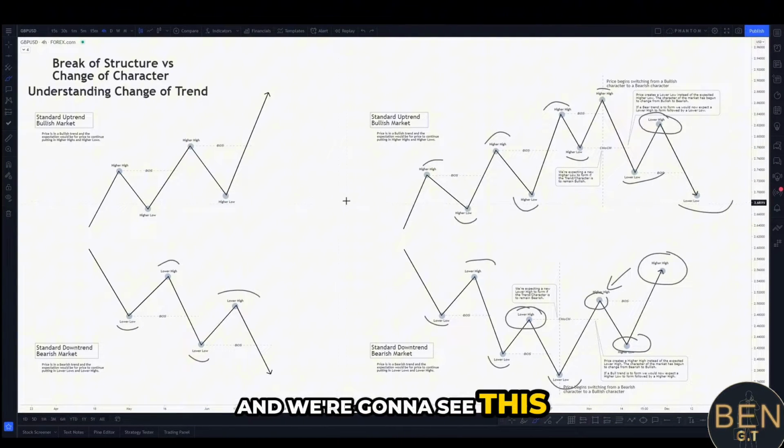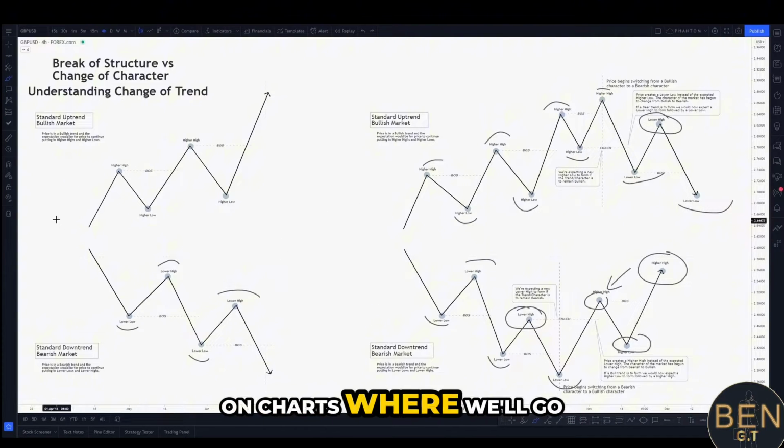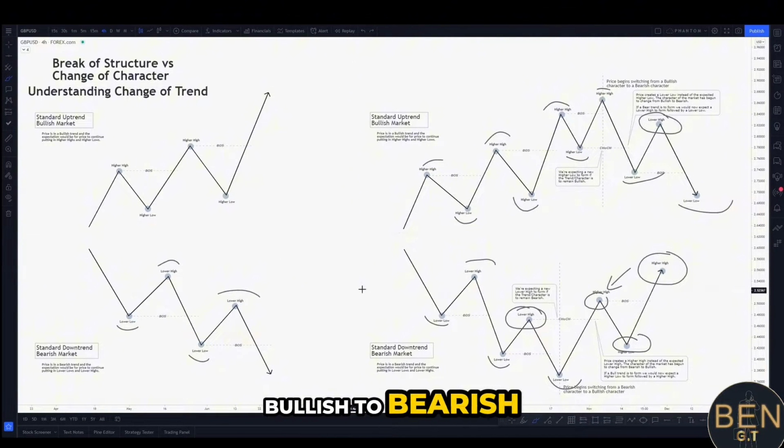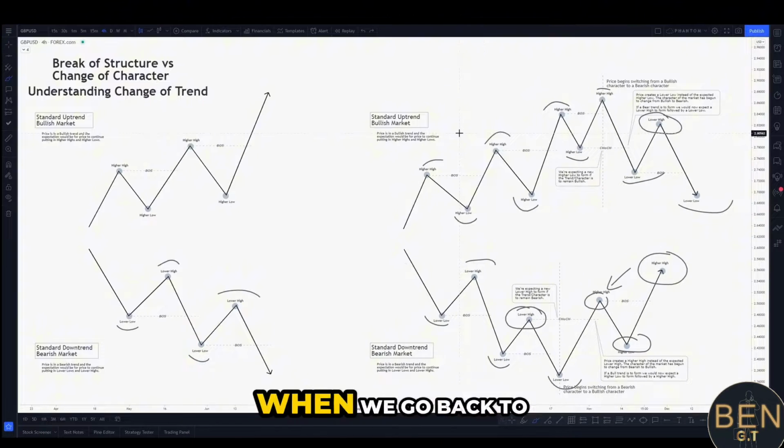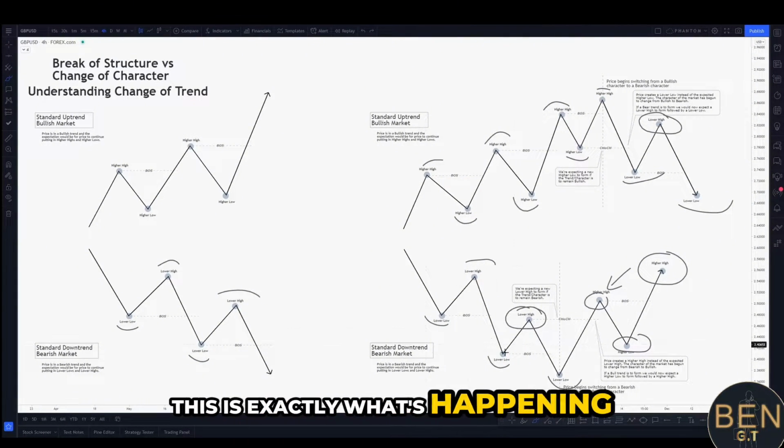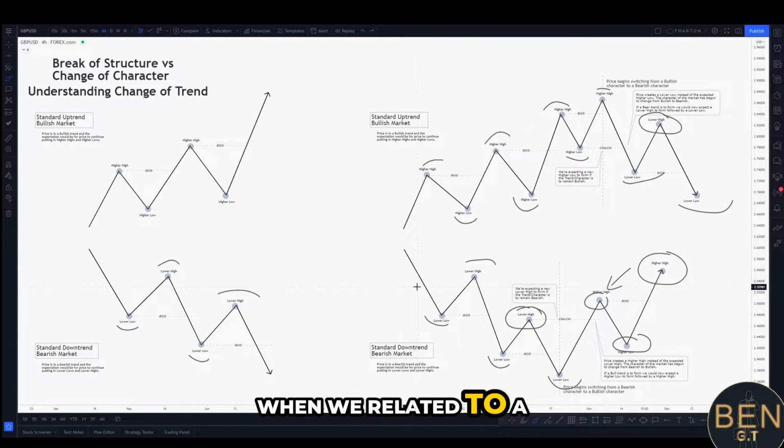And we're going to see this happening time and time again on charts, where we'll go bullish to bearish to bullish to bearish. Ultimately, when we go back to understanding multi-time frame structure, this is exactly what's happening on a lower time frame when we relate it to a higher time frame.